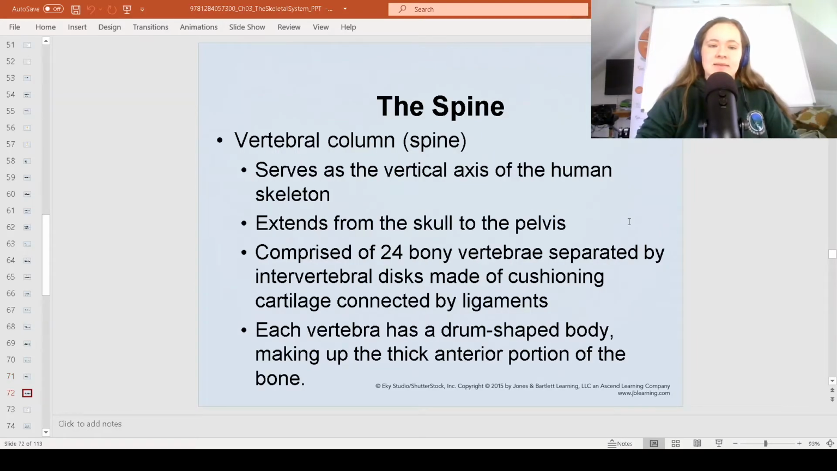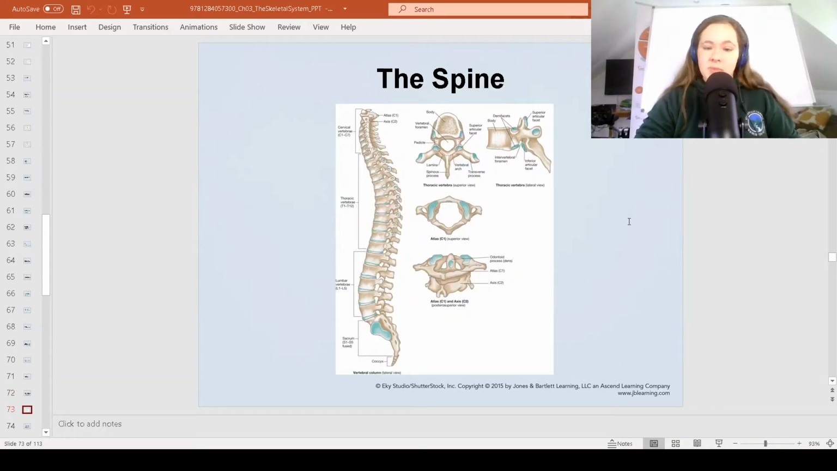The spine is the vertebral column. This serves as the vertical axis of the human skeleton, extends from the skull to the pelvis, and is comprised of 24 bony vertebrae separated by intervertebral discs made of cushioning cartilage, connected by ligaments. Each vertebra has a drum-shaped body, making up the thick anterior portion of the bone. The spine. Look at this. It's pretty cool, right?